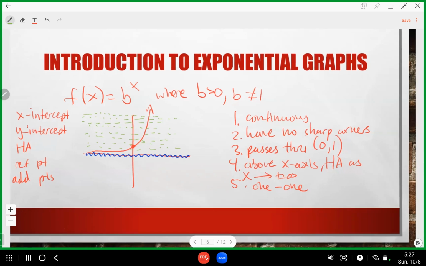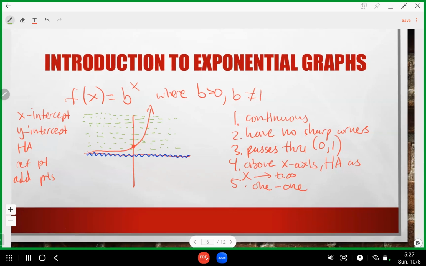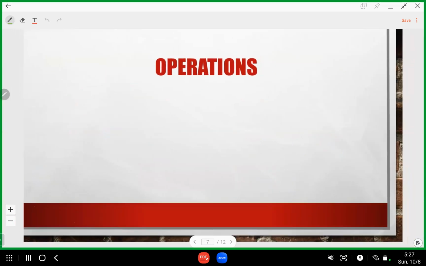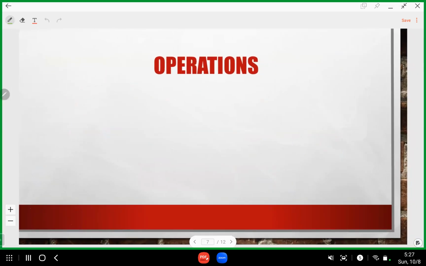So let's go over some properties of exponential graphs. So I think everybody has learned operations on functions. We learned first semester in unit 3, I think. So some operations on functions. Let's see. Our parent graph, let's say, is y is equal to 2 to the x. So it's going to look like this. 0, 1 here. It'll look like this, right?